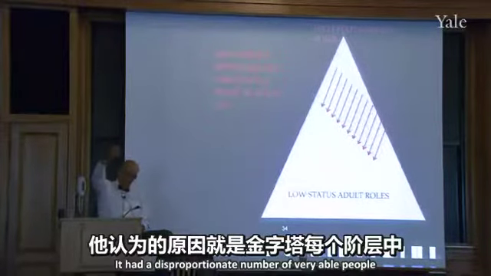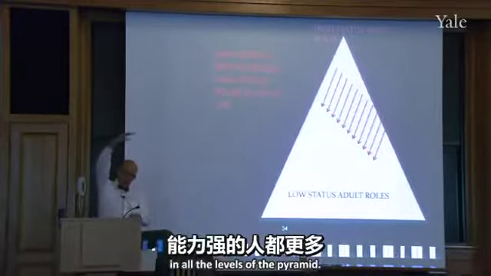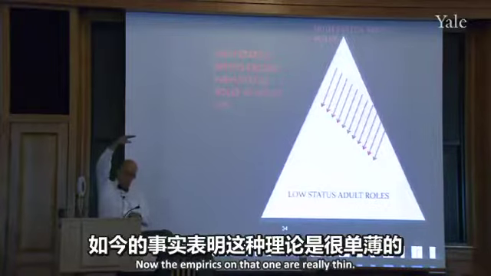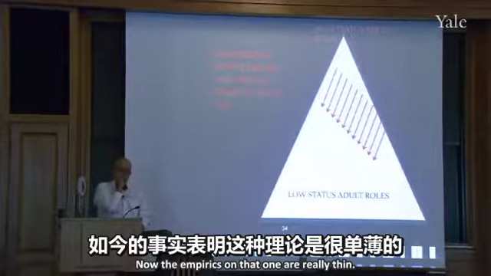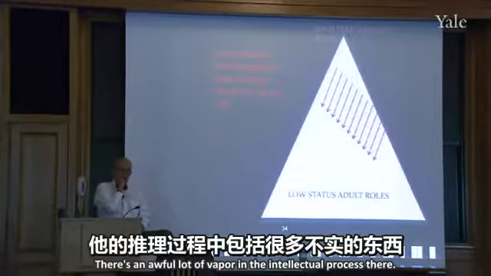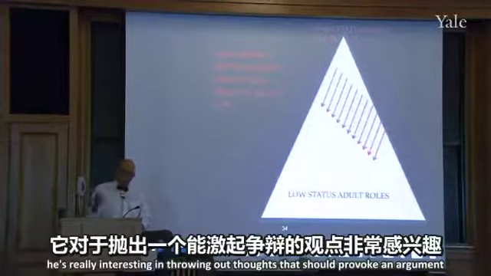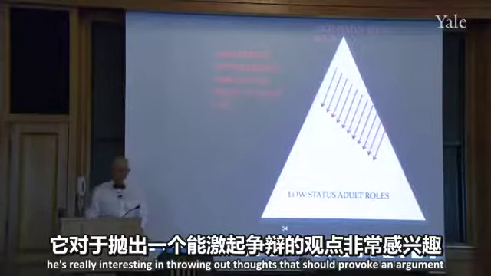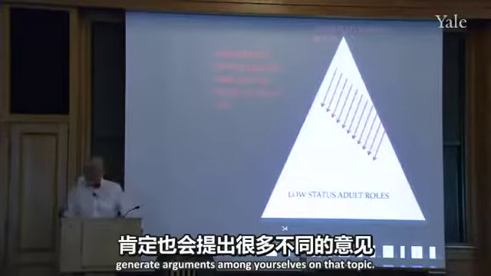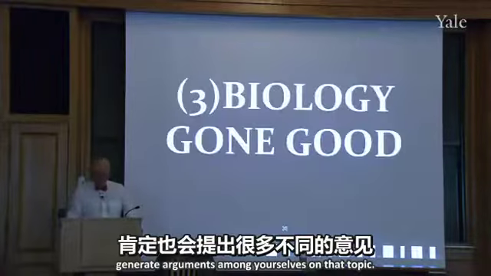It had a disproportionate number of very able people in all the levels of the pyramid. Now, the empirics on that one are really thin. There's an awful lot of vapor in the intellectual process there. And this is characteristic of Clark, he's really interesting in throwing out thoughts that should provoke an argument. And I should think you should be able to generate arguments among yourselves on that topic.